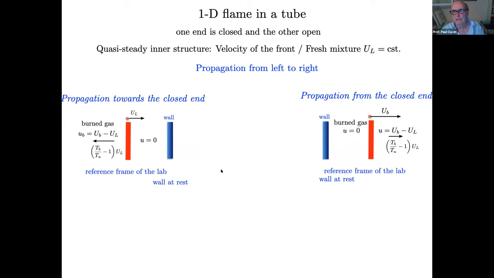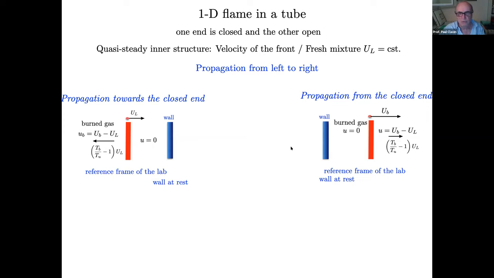Now, in the opposite configuration, when a flame propagates from the closed end of the tube to an open end, it is the burnt gas which is at rest. So you see, in the first case, the fresh mixture, the fresh gas, is at rest. In the other configuration, propagation from the closed end towards the open end, it's the burnt gas.